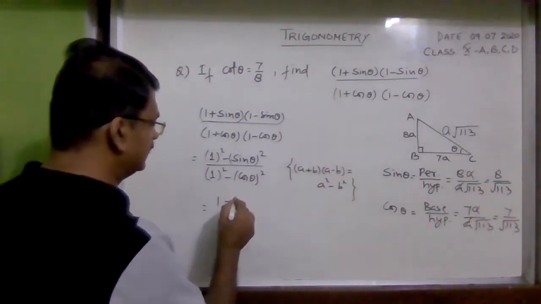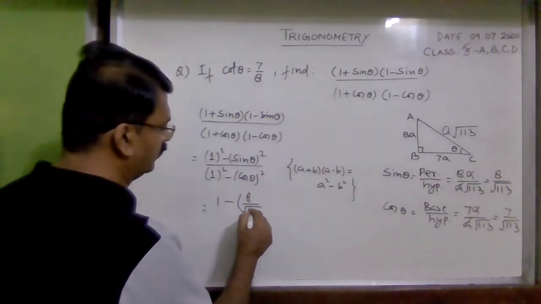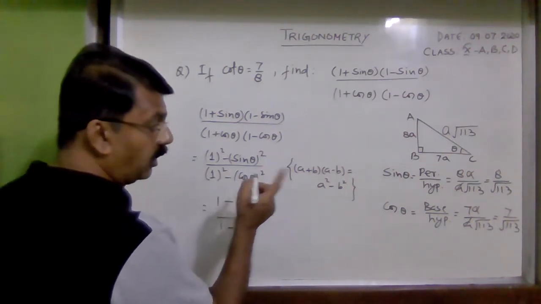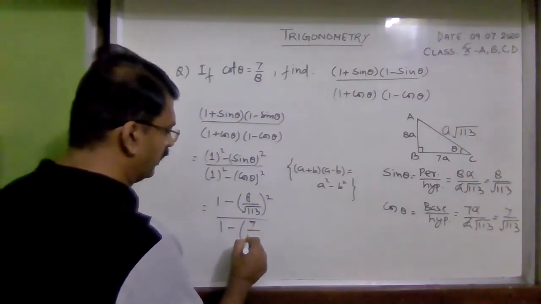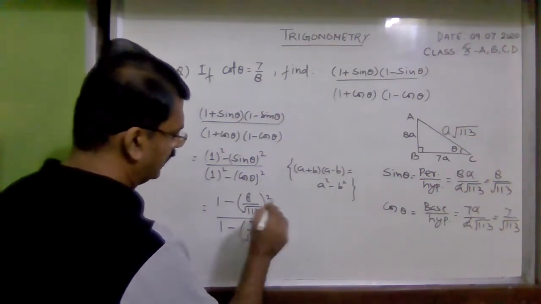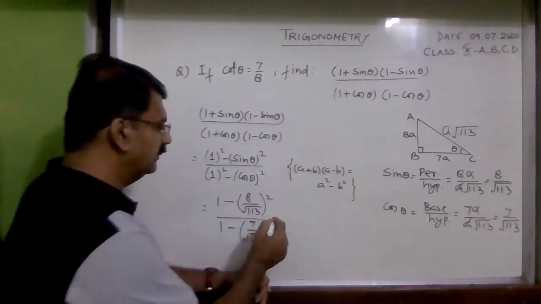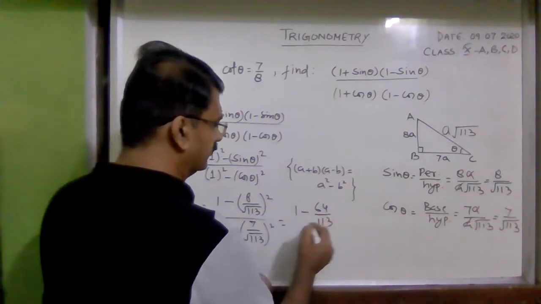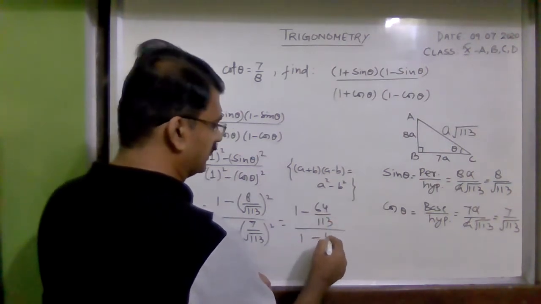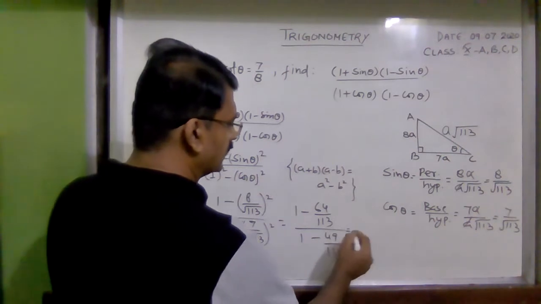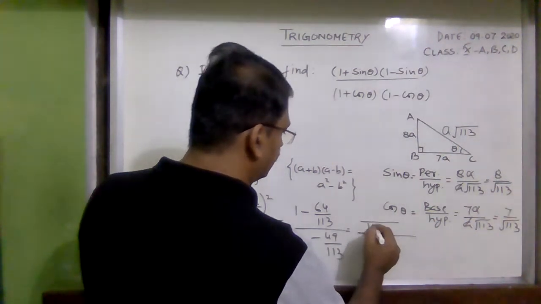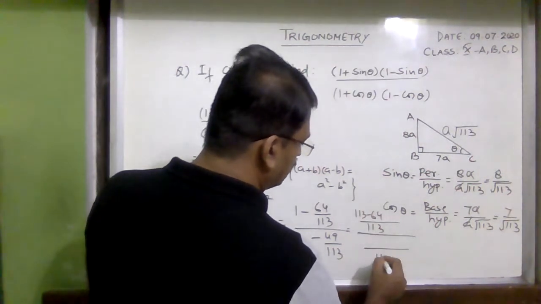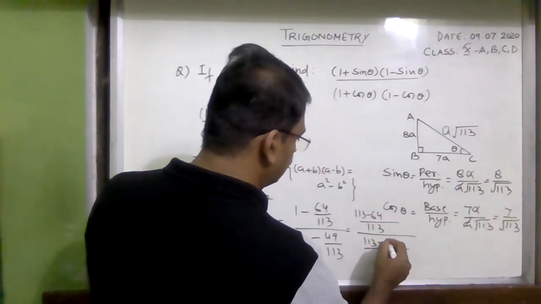Now see, 1 square is 1 only. Sin theta whole square is 8 upon under root 113 whole square. And 1 square is 1 again, minus cos theta whole square, that is 7 upon under root 113 whole square. Now 1 minus 8 square is 64 upon 113, and 1 minus 7 square is 49 upon 113. So in the numerator, take 113 LCM, so it is 113 minus 64. In the denominator also take 113 LCM, so it is 113 minus 49.